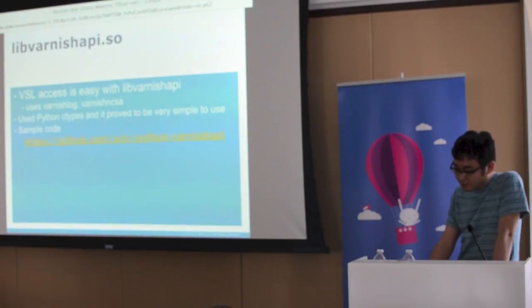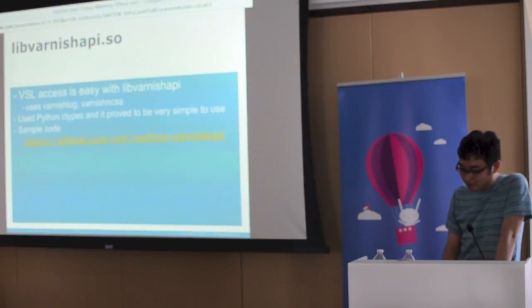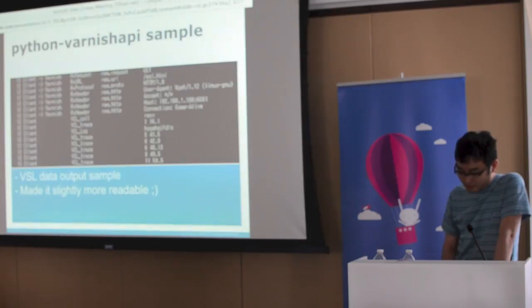You can access the VSL with Varnish API. Default Varnish commands such as varnishncsa and varnishlog use Varnish API. You can use Varnish API to write the equivalent commands if you wish to, and of course improve upon them. On the next slide, I use Python ctypes, and it proves to be very simple to use. I made a sample.